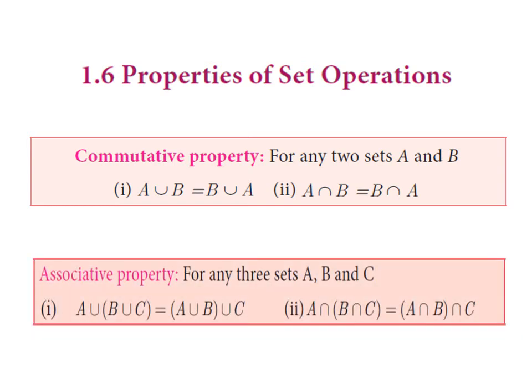Next, associative property. For any three sets A, B and C, A union (B union C) is equal to (A union B) union C. Next, A intersection (B intersection C) is equal to (A intersection B) intersection C. These are the two formulas. You have to remember this property. So A union B is equal to B union A, this is union of two sets with commutative property. This is intersection. Similarly, associative property also has union and intersection. While doing the problems, you will understand.